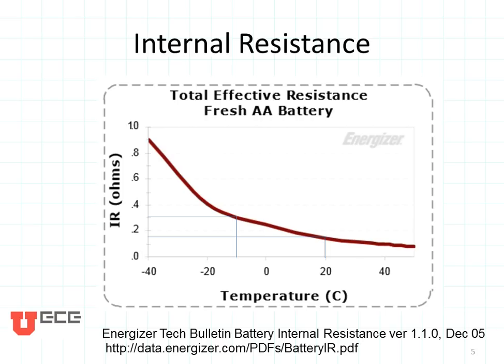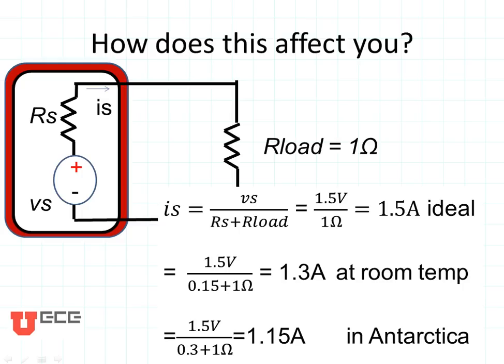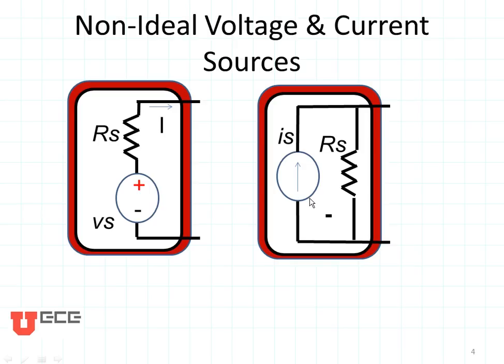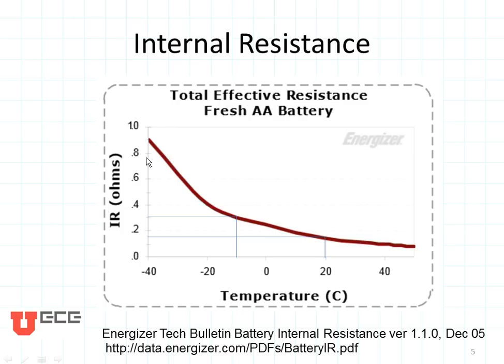So you can see that this battery, this is an Energizer 1.5 volt AA battery, as the temperature changes, so does its internal resistance. Its internal resistance is just going to be this series resistance that's right here with the battery. So let's take a look. At room temperature, the internal resistance of that battery would be about 0.15 ohms. And if you were in Antarctica, which is where I did some measurements, and let's say that you were at about minus 10 degrees centigrade, then your resistance would be about 0.3 ohms.